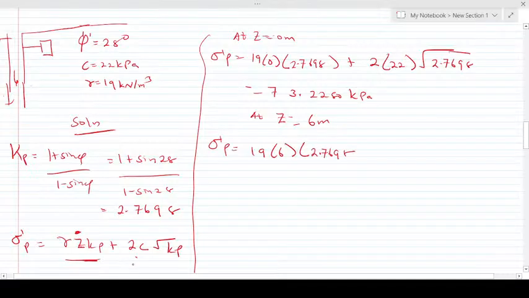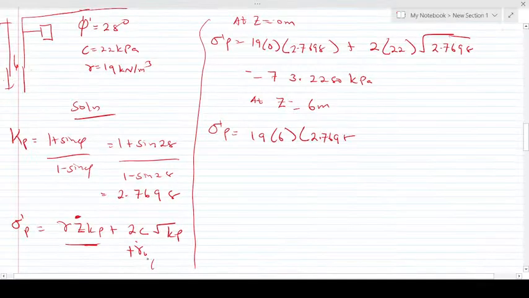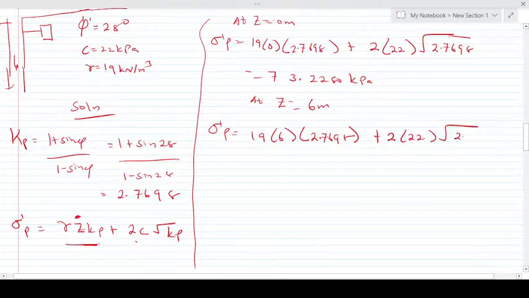So over here, don't forget that we can have plus gamma W whatever, but I didn't write it because you can't see any column of water over there. So that whole aspect goes away. Right. So 19 by 6 by this, plus 2 times 22 square root of 2.7698.